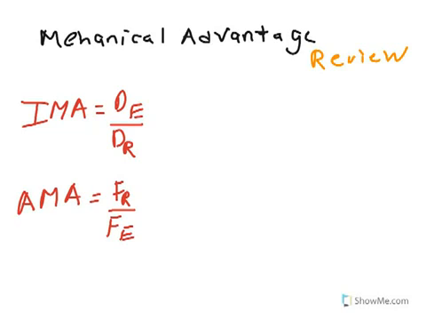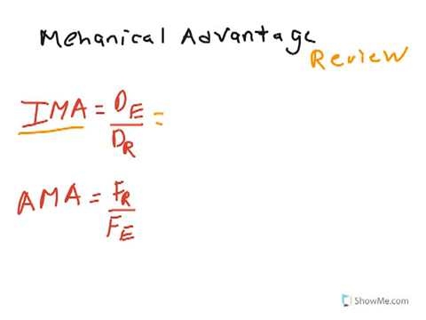This is just a quick review of mechanical advantage and some of the topics that we've covered with it. First of all, IMA stands for ideal mechanical advantage, and that deals with distances. DE stands for distance of your effort force. DR stands for distance of your resistance force.